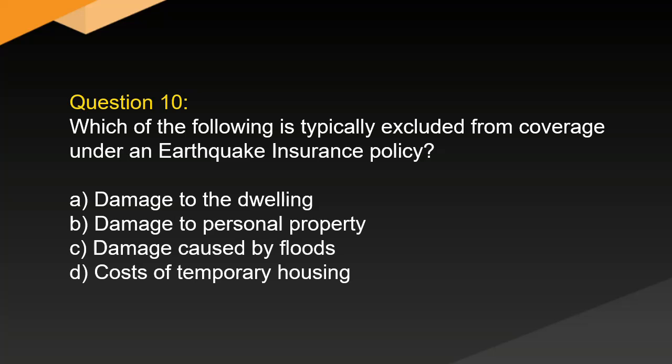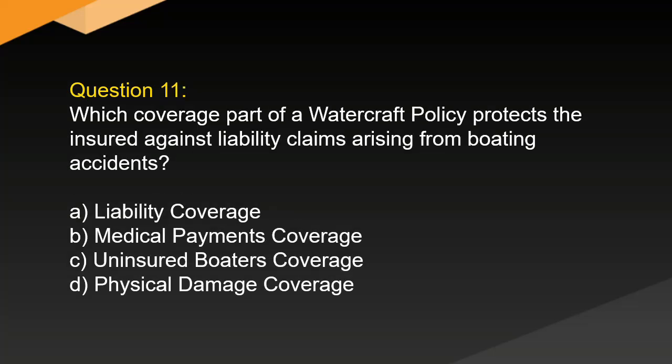Question 10. Which of the following is typically excluded from coverage under an earthquake insurance policy? A. Damage to the dwelling. B. Damage to personal property. C. Damage caused by floods. D. Costs of temporary housing.